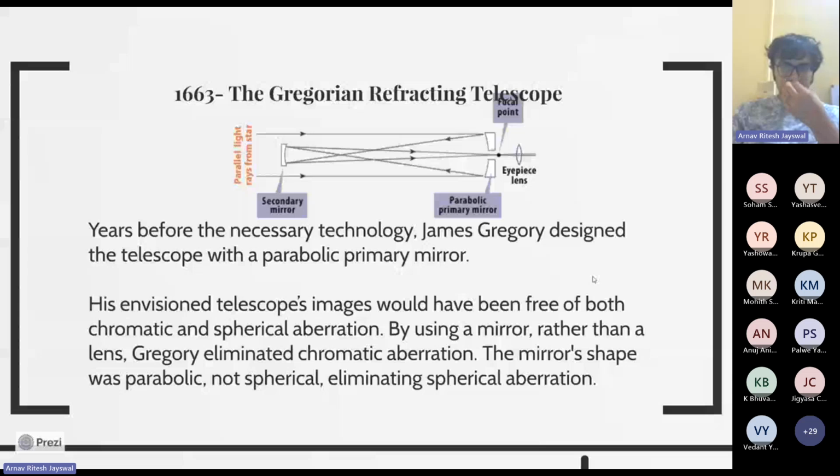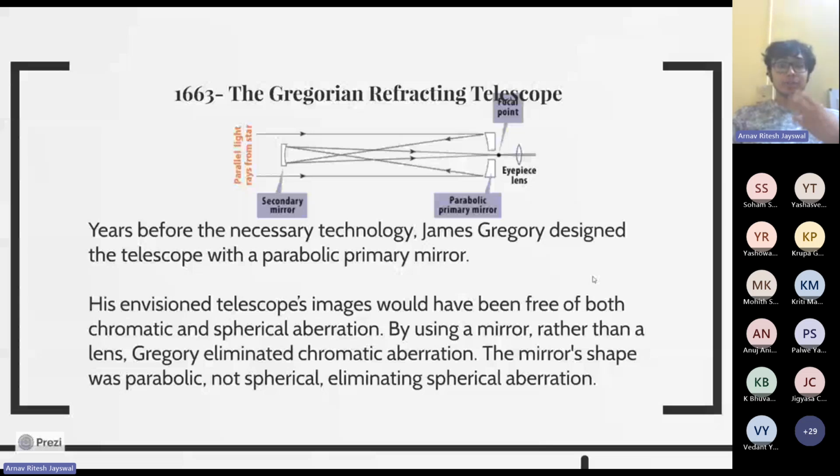Yeah, we were on the refracting telescope. So he envisioned that a parabolic mirror would be able to eliminate chromatic aberration and spherical aberration, but he could not eliminate chromatic aberration. So after this, we of course get to Sir Isaac Newton.